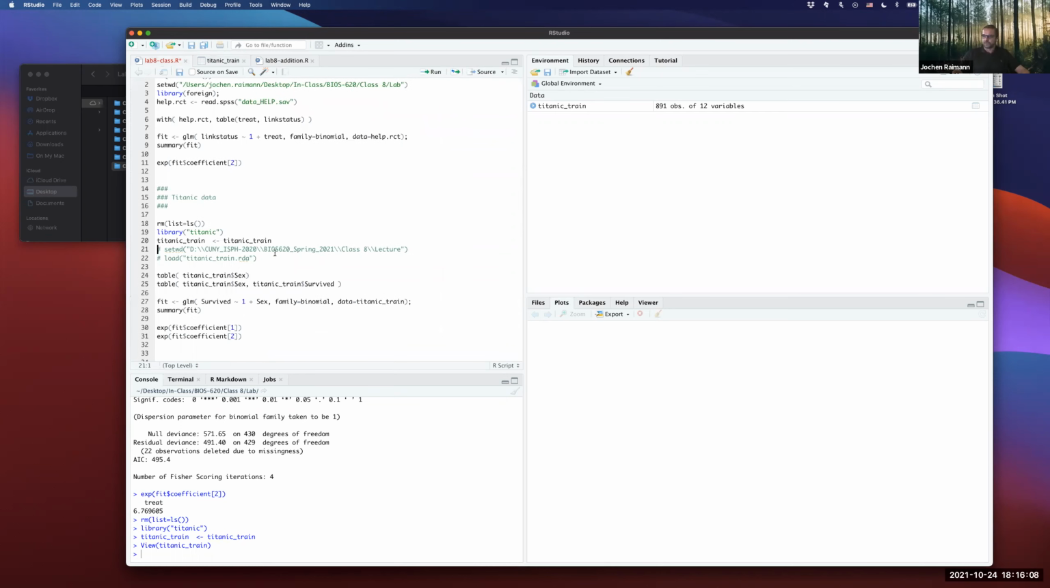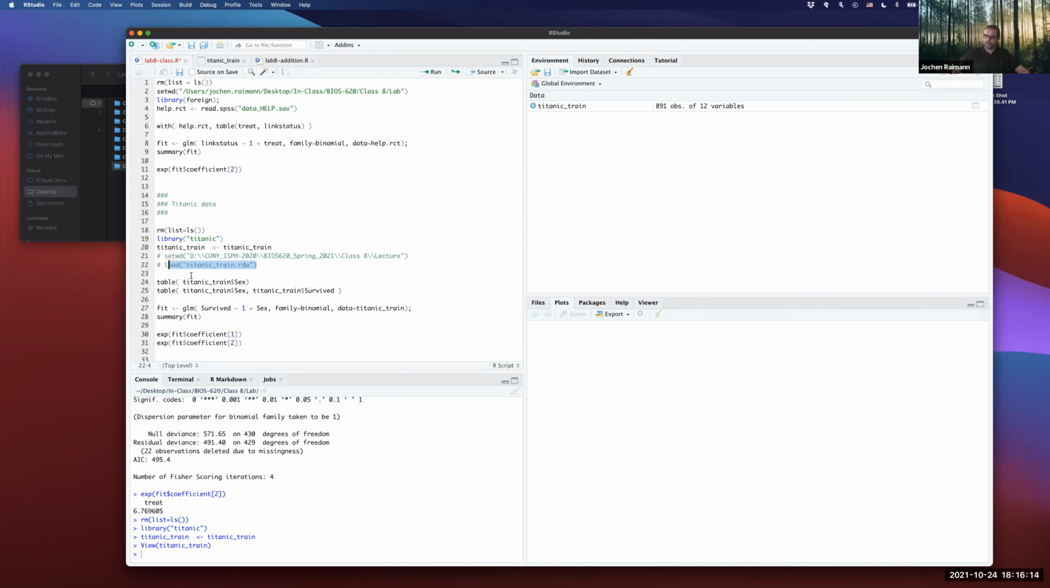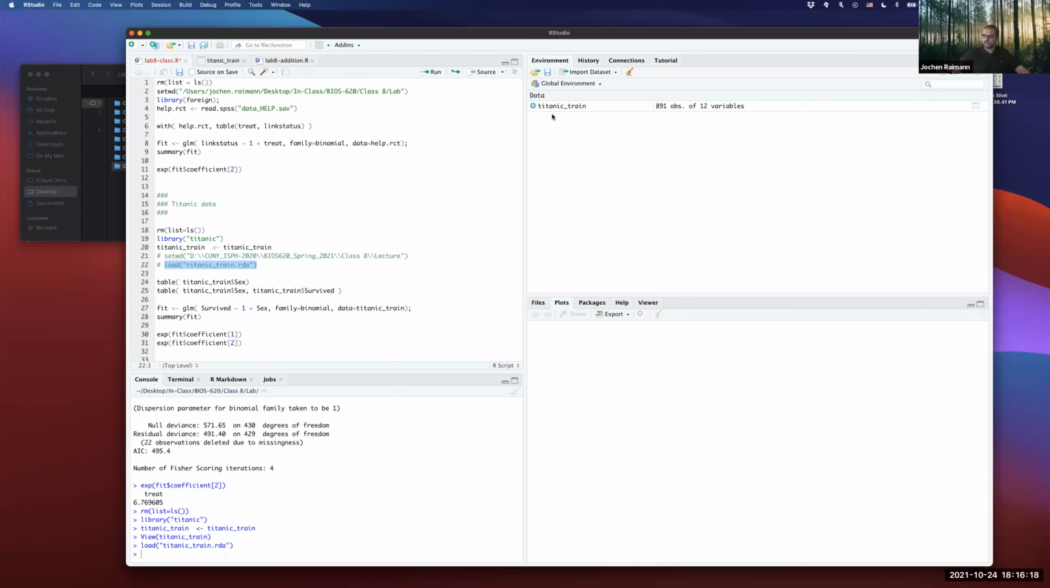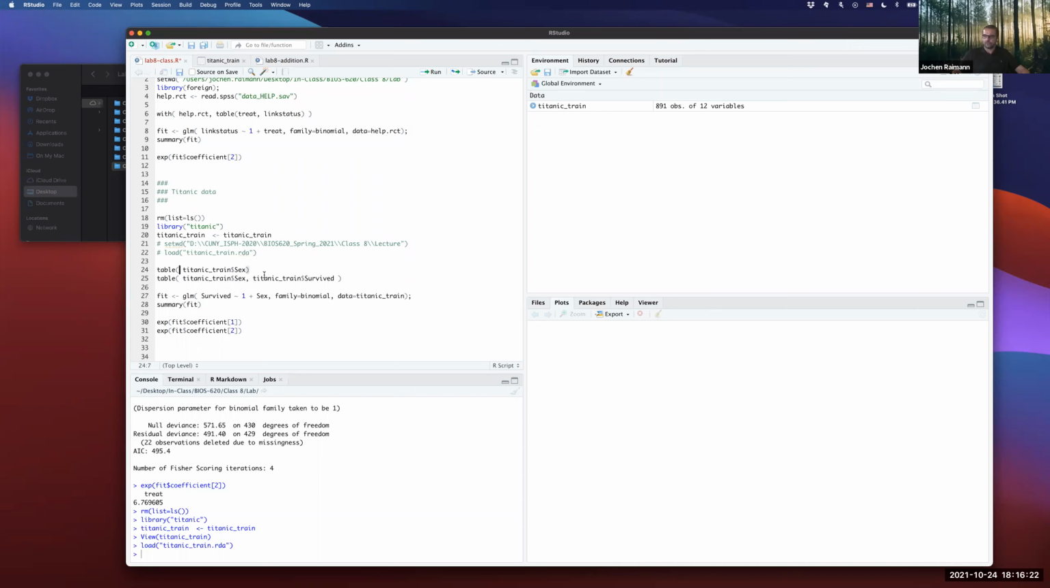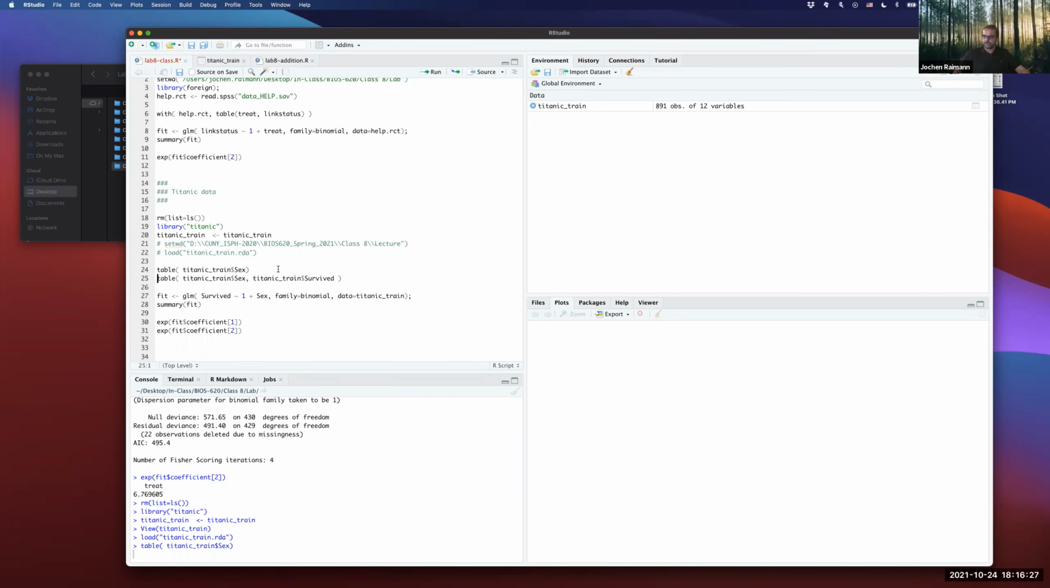We don't need to set the working directory anymore. We can also load from the working directory the Titanic train RDA file, which just gives us the same. We can also download it online. So now we want to look into sex. We have 314 females and 577 males. So we had 891 passengers.